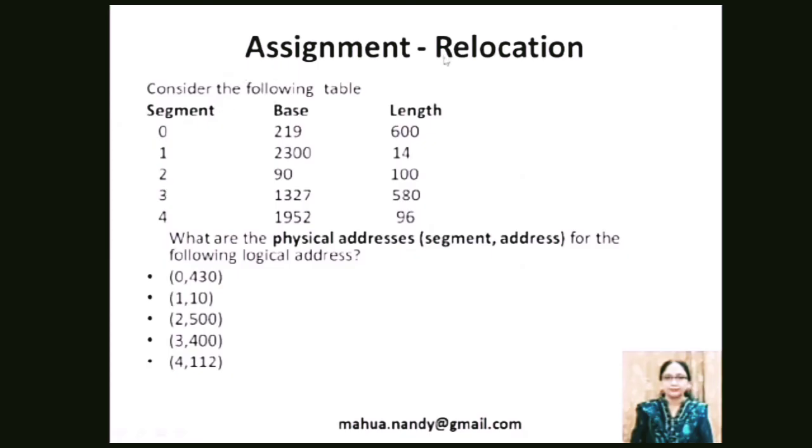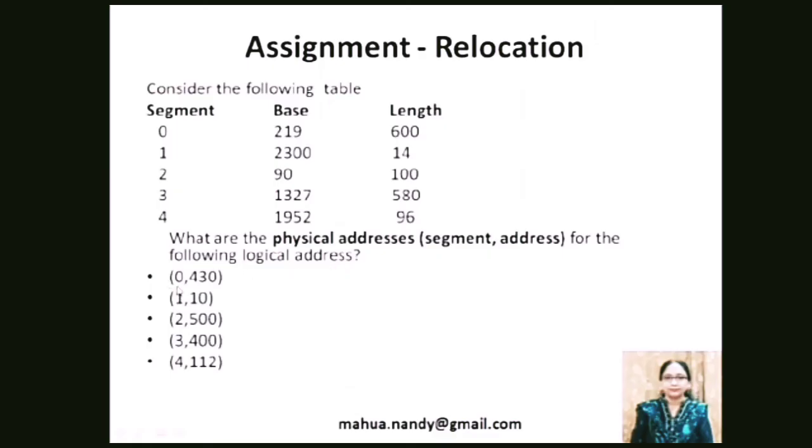One assignment is given over there where 3 columns are there. The first column indicates the segment numbers, the second column indicates the content of the base register and the third column indicates the length. And what are the physical addresses? The format of the physical addresses is segment, comma, address for the following logical address.